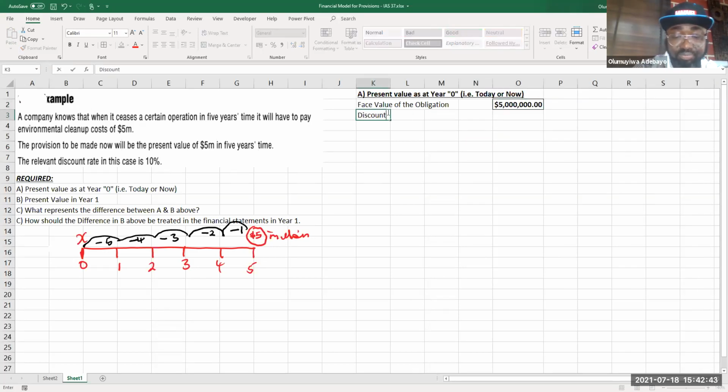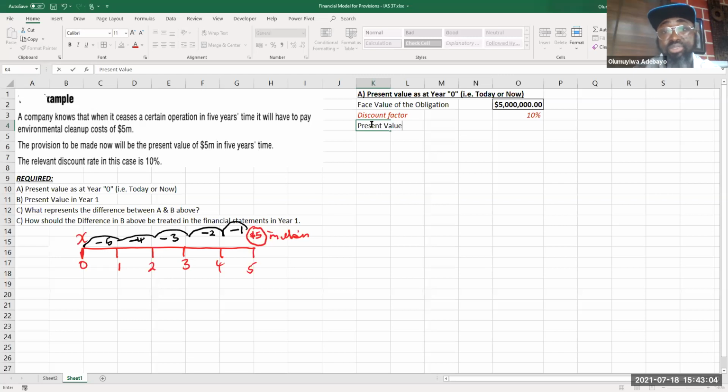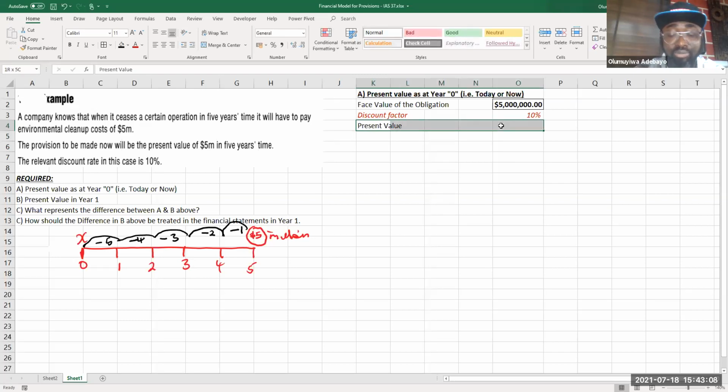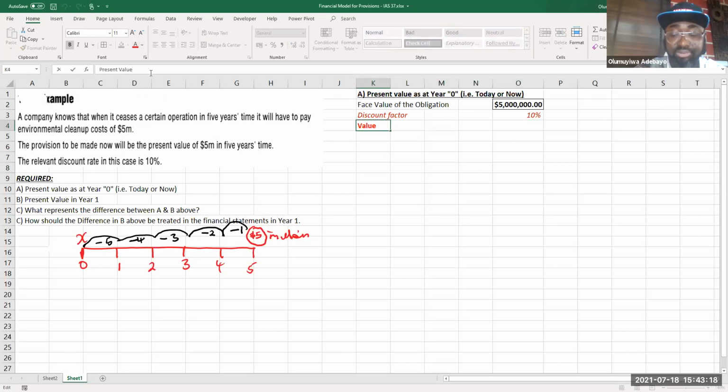The discount factor from the information was 10%. Therefore, what is the present value? The present value of the most likely outcome. Remember, this is not a weighted average because it's a single item. Therefore, we are making use of the most likely outcome. It will be for us to discount the $5 million by 1 plus R, which is 10%, raised to power minus 5.